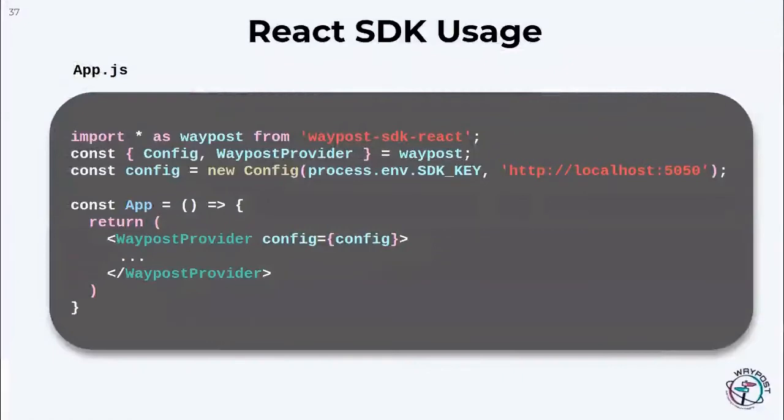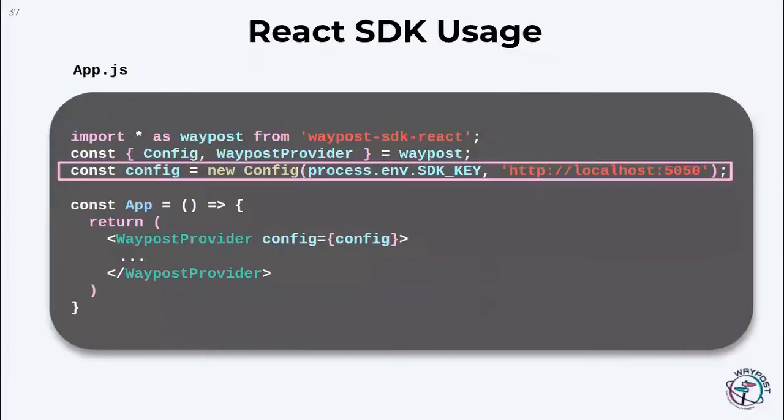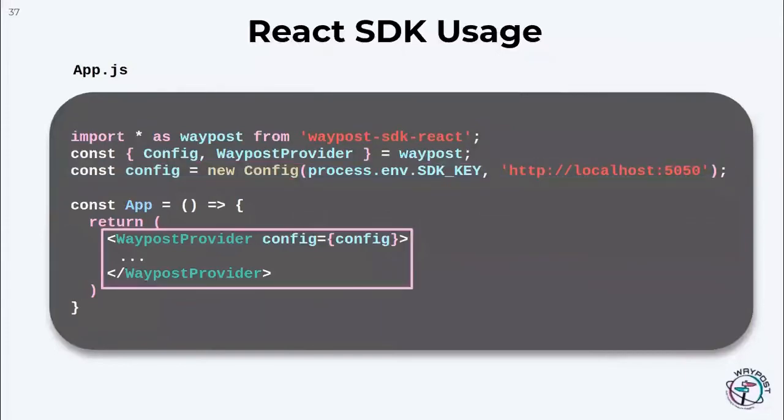Before adding any feature flags to individual components, we first have to add some code to your top-level app component. First, you'll want to import config and Waypost provider from the npm package. Next, call the config constructor, passing in your SDK key and the address of the flag provider service. This will return a config object. Then, inside of your main app component, wrap everything in the return statement inside of the Waypost provider component, which was imported from the SDK. You'll need to pass in the config object as a prop.